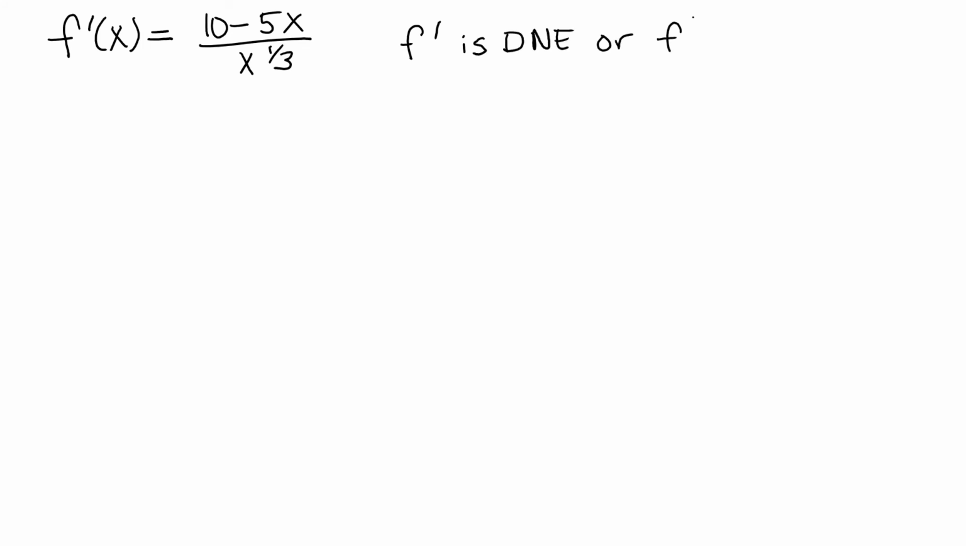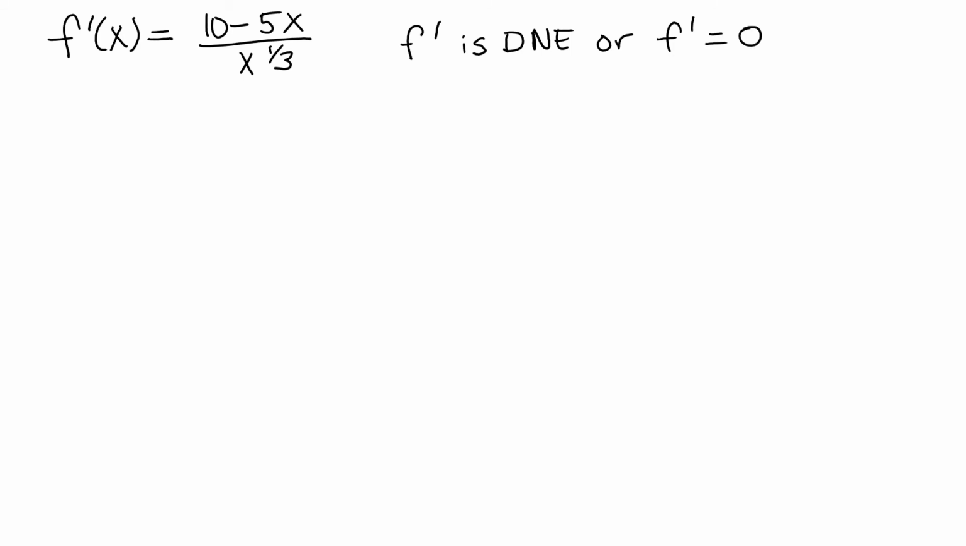divided by x to the power of 1/3. Continuing with the derivative, f prime of x equals 10 minus 5x divided by x to the power of 1/3. We need to solve for x values such that the derivative is either undefined, so does not exist, or the x values where the derivative equals 0.